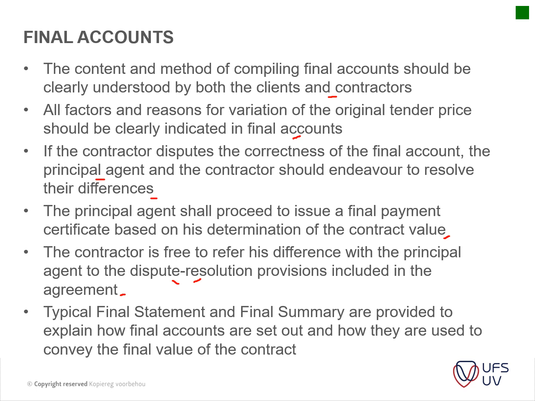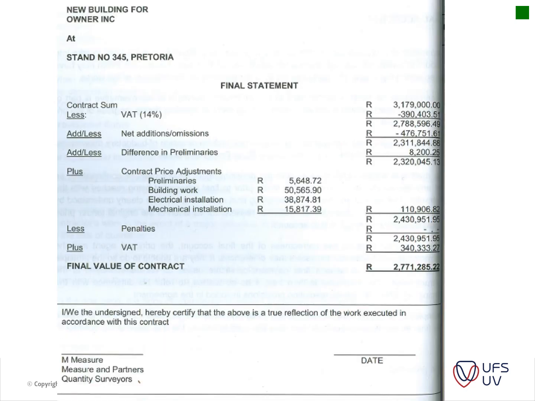Typical final statements and final summary are provided to explain how final accounts are set out and how they are used to convey the final contract value. So it's basically just a certain type of forms that is completed in your final account. And we're going to look at an example just now. Okay, so in your final account, your final statement, this is something that's included in your final account.